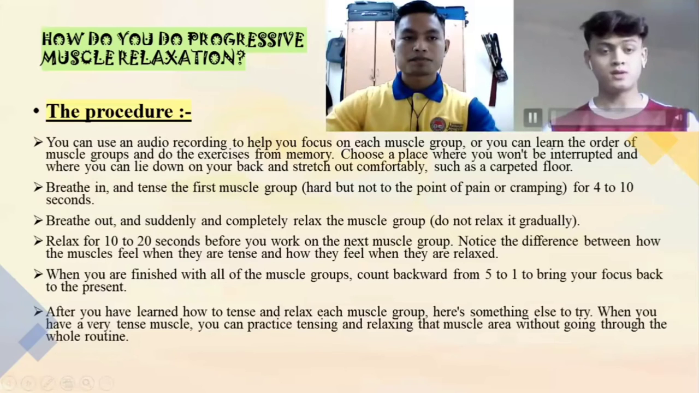For step number 4, what you have to do is relax for 10 to 20 seconds before you work on the next muscle group. Notice the difference between how the muscles feel when they are tense and how they feel when they are relaxed. After you are finished with all the muscle groups, step number 5 is to count backward from 5 to 1 to bring your focus back to the present.